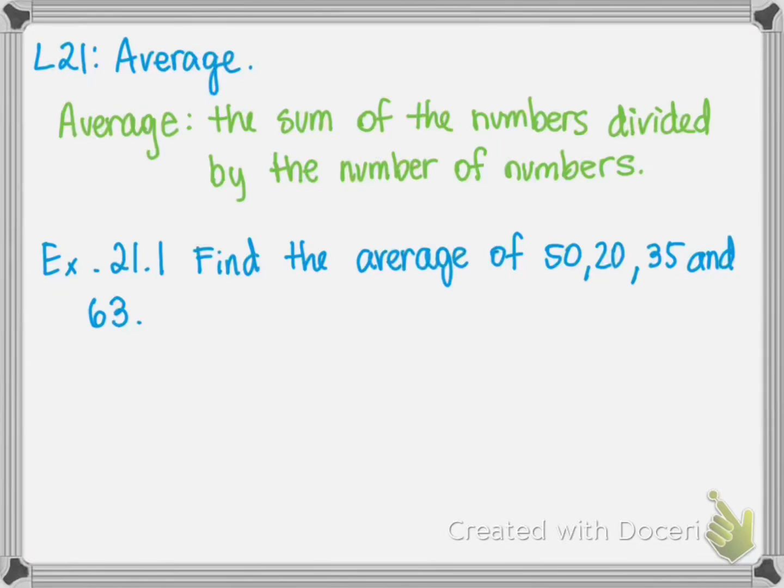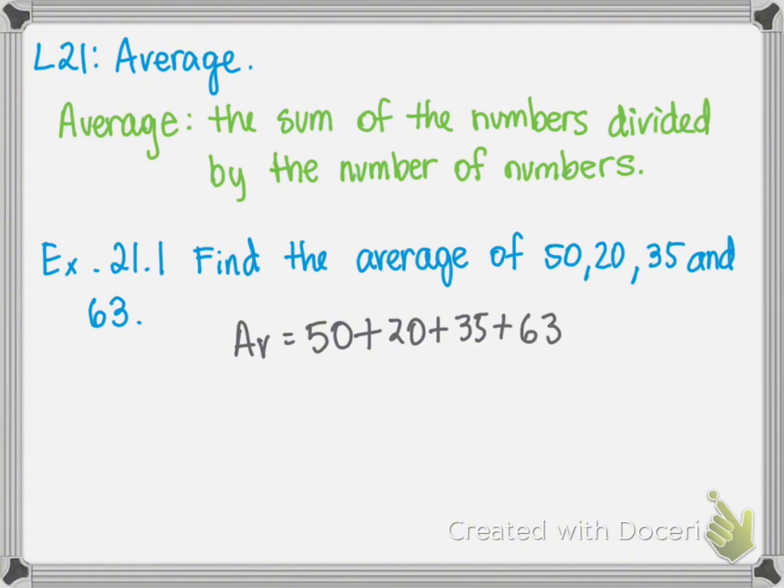Hello, today we're going to do lesson 21, average. Remember that average is the sum of the numbers divided by the number of numbers. So let's look at the first example. It says find the average of 50, 20, 35, and 63.